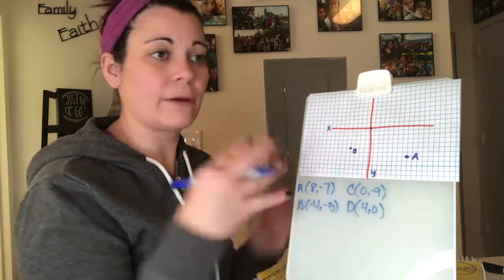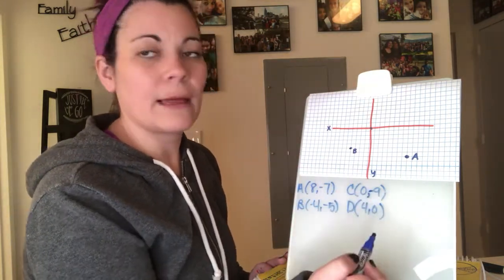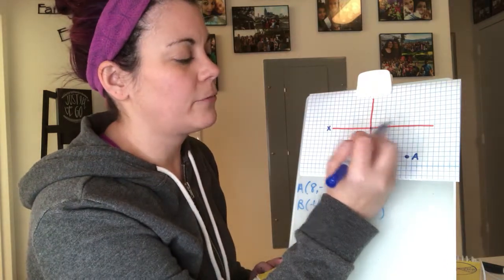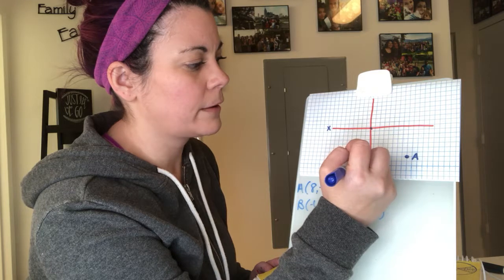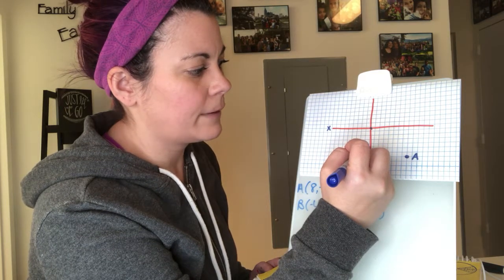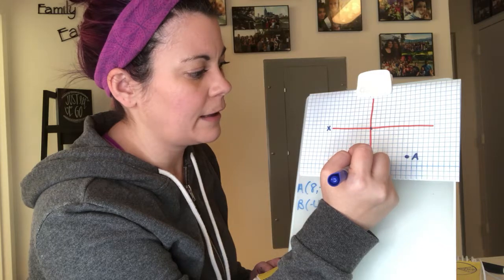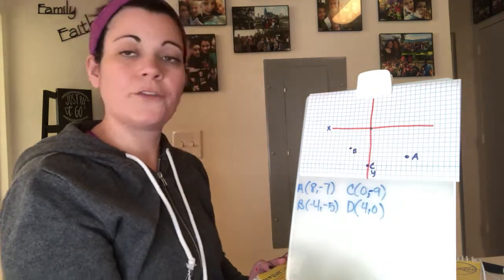C is 0, negative 9. So 0 means that we don't move left or right at all. And then negative 9 means that we go down 9. 1, 2, 3, 4, 5, 6, 7, 8, 9. So that's C.